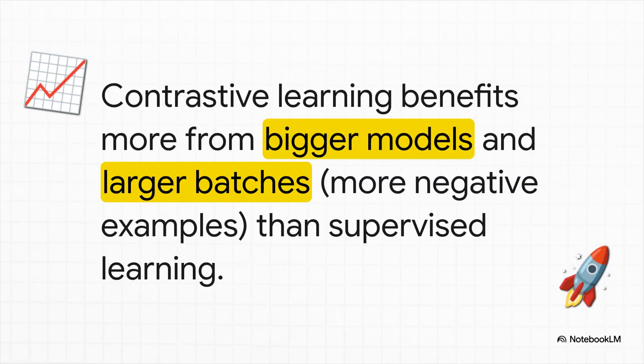The second secret is simply scale. SimCLR gets a massive boost from bigger models, but even more importantly, from bigger batch sizes. See, in contrastive learning, every other image in your batch acts as a negative example. So training with thousands of them at a time makes the learning task much, much richer. The only catch is this needs a ton of computing power and special optimizers like LARS to keep things from breaking.